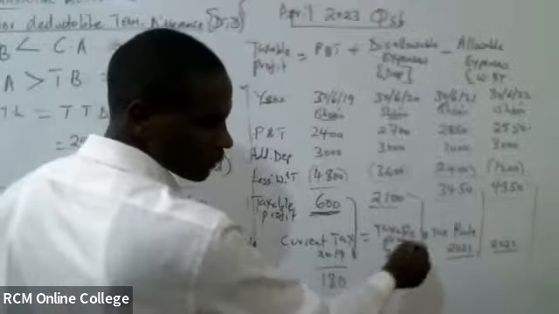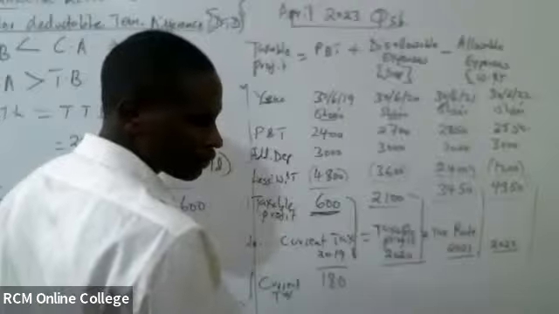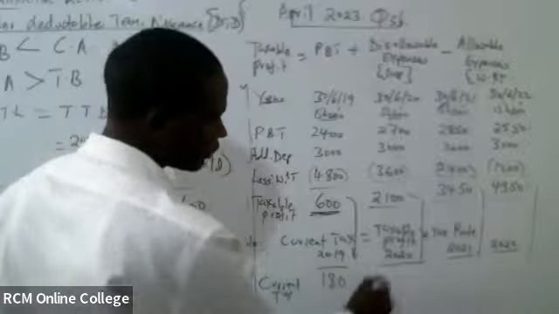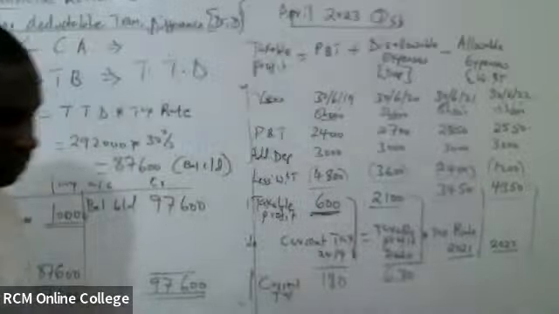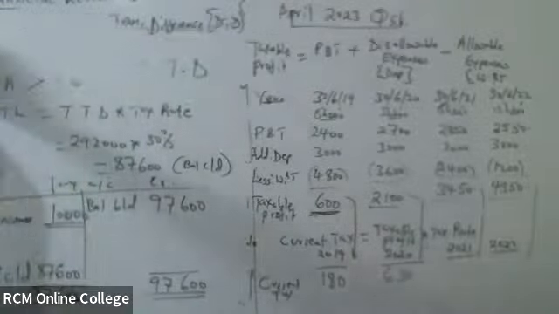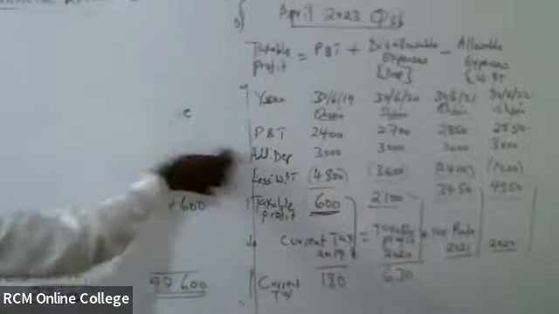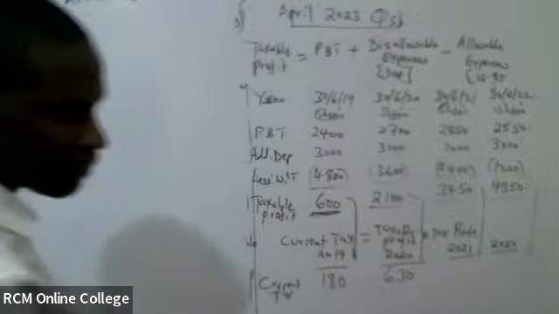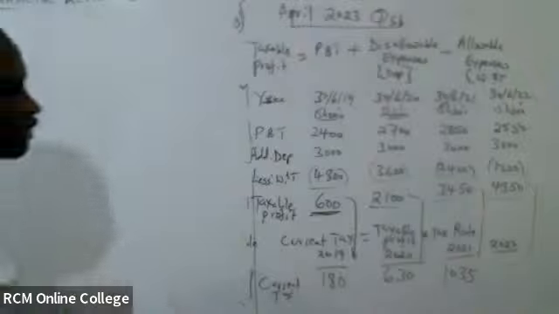30% of 2100, mnapata ngapi? 630. Hiyo ya 3450: 30% of 3450 ni 1035. 30% of 4350, na mwisho 1305.